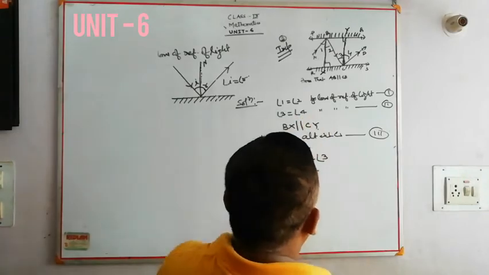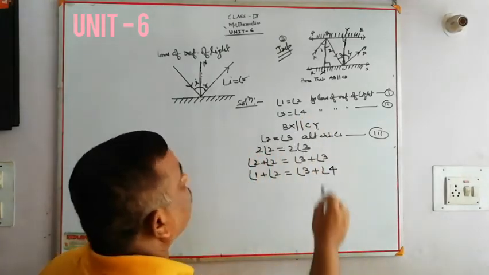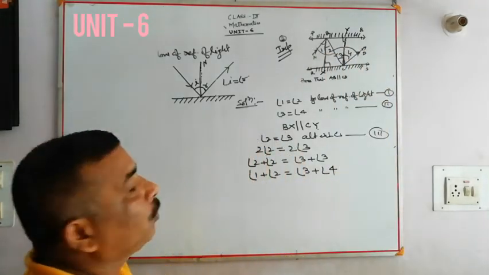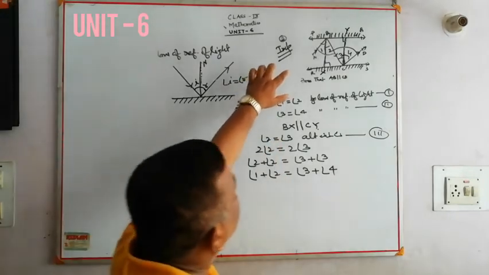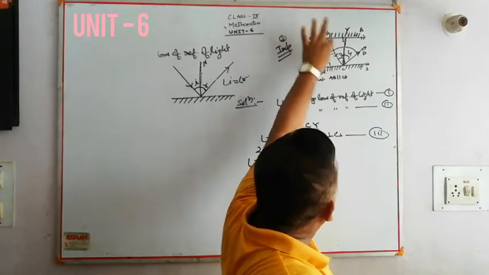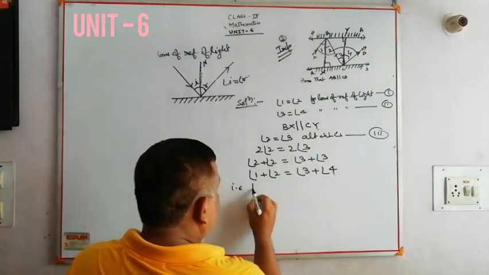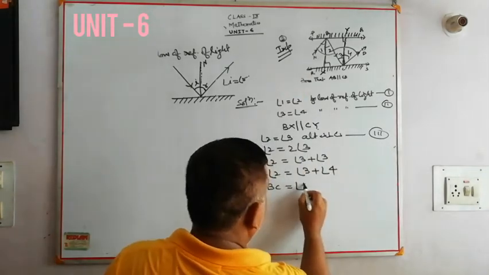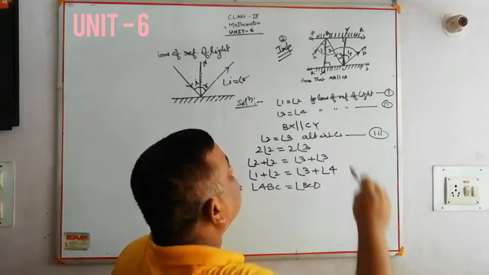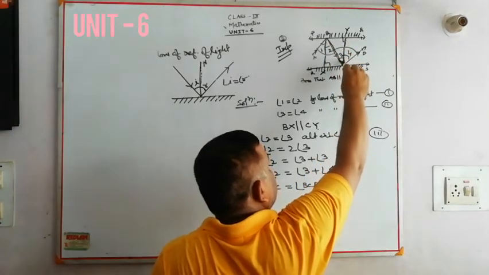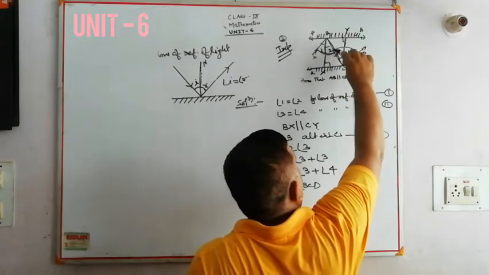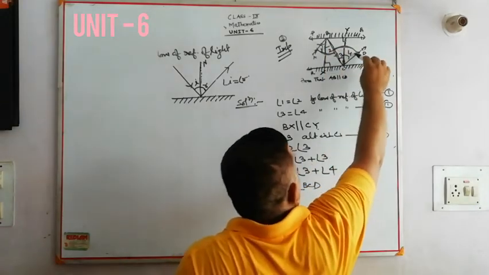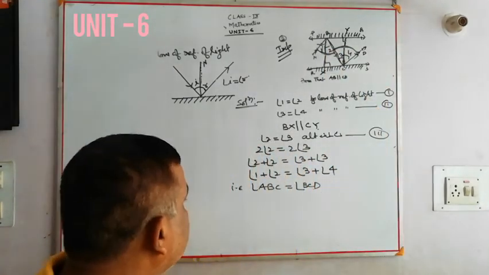Angle 3 is equal to what? Angle 4. Its meaning is: angle 1 plus 2 is equal to angle 3 plus 4. Angle 1 plus 2 is the angle ABC. That is, angle ABC is equal to angle BCD. Its meaning is: that is a transversal line. BC is the transversal line and these angles are equal. These are alternate interior angles. Therefore, AB and CD are parallel lines.